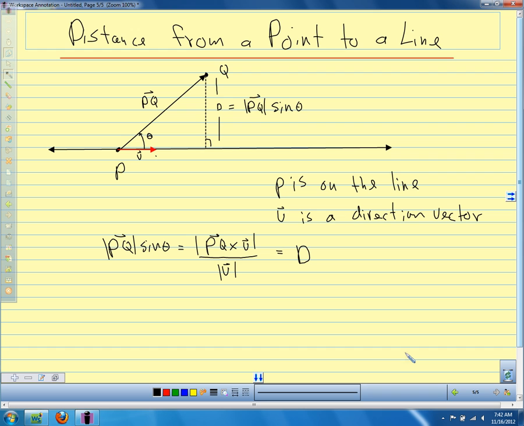And next week when we come back, we'll work with planes. And when we work with planes, our distance turns out to involve the dot product. The homework all involves plane work.